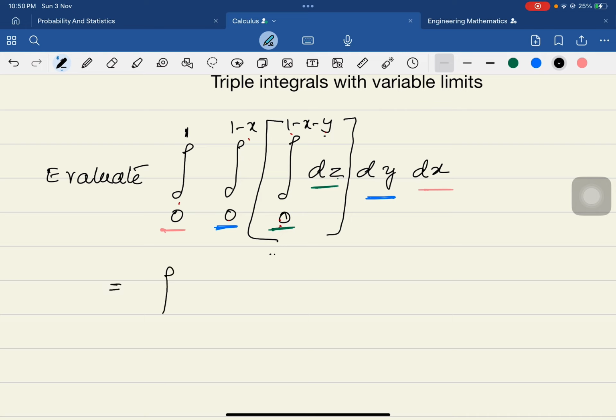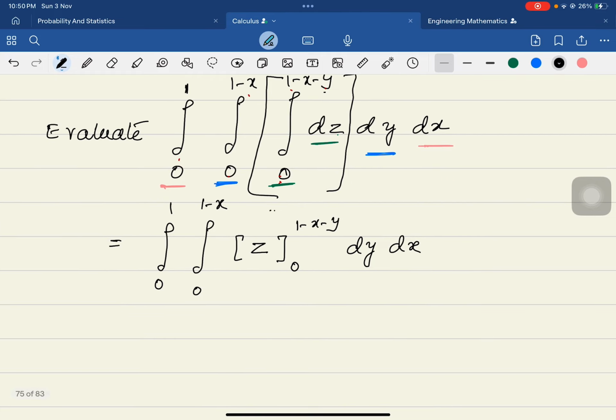So let us rewrite the outside integrals as they are. Integral 0 to 1, integral 0 to 1 minus x. What is integral dz? It is z. Now put the limits from 0 to 1 minus x minus y, and then dy and then dx. Now let us rewrite this. Integral 0 to 1, integral 0 to 1 minus x. Now the upper limit is 1 minus x minus y, the lower limit is 0, dy dx.